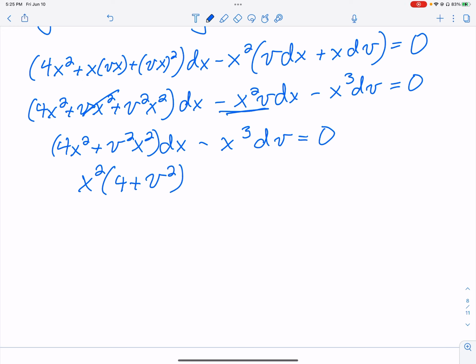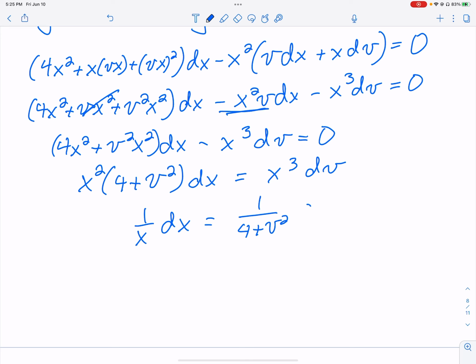You can start seeing the same things that we had in the other problem. And we got x to the third dv. Now, this is separable. I divide by x cubed. I get 1 over x dx. I divide by the 1 over 4 plus v squared dv. And then this is the last example. So example 4, I guess I should write that. Always looking for abbreviations. Example 4.